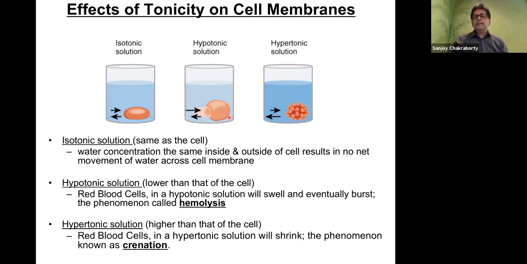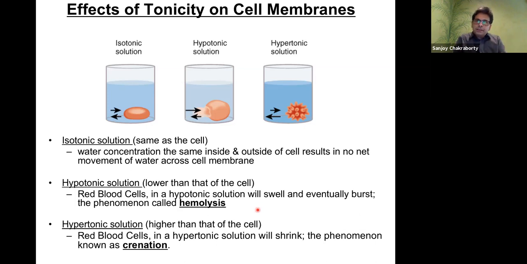So what will happen to the cell? The cell will swell and then eventually burst because we don't have a cell wall. So there will be nobody to protect us. That bursting of RBC, we call it hemolysis. Lysis means breaking down. Okay.